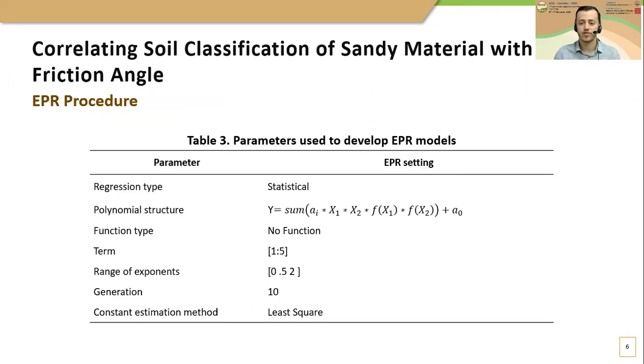The parameters used to develop the EPR models are listed in table 3. The regression type is statistical. There is no function. The term is from 1 to 5. The range of exponents is 0, 0.5, and 2. The generation is 10. And the constant estimation method is least square.